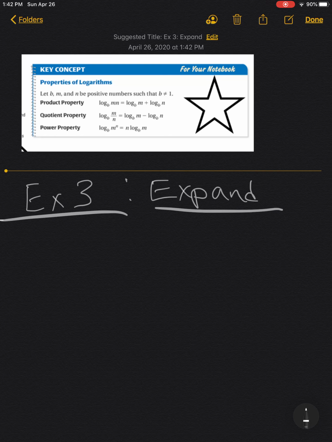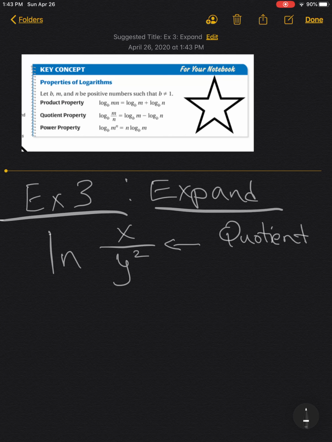So let's say we had, and you know what, I'm going to do natural log. We haven't done any natural log. So ln, and then let's just say we had x over y squared. Okay, so again, this fraction bar tells you you're going to be applying the quotient property.